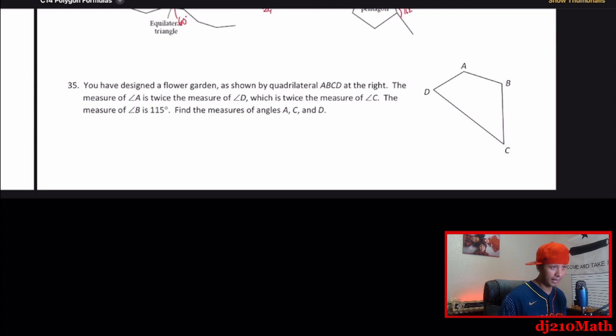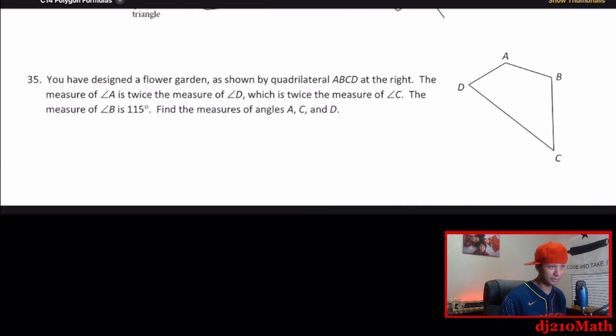All right, the last problem. It's always a doozy. Okay, you've designed a flower garden as shown by quadrilateral ABCD. The naming convention is the vertices, so A, B, C, D. The measure of A is twice the measure of D, so 2 times D. And D is 2 times C. The measure of B is 115. So this is 115.